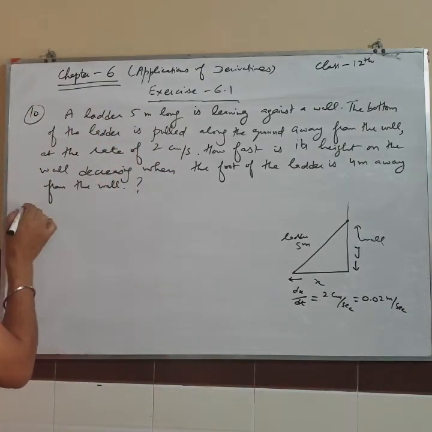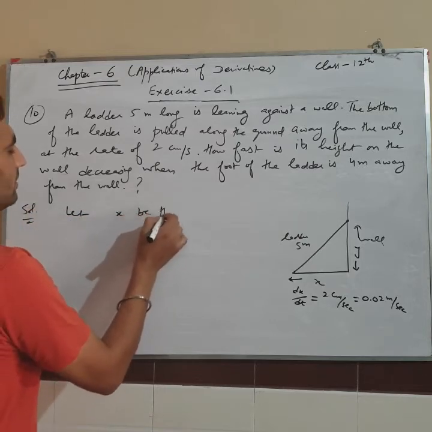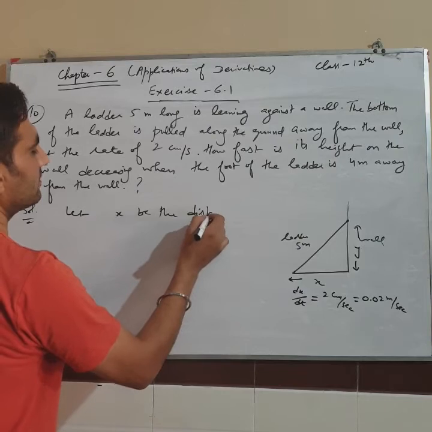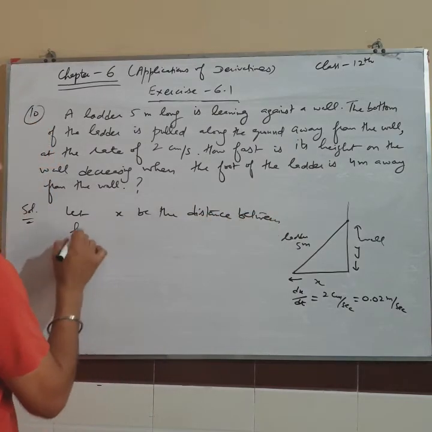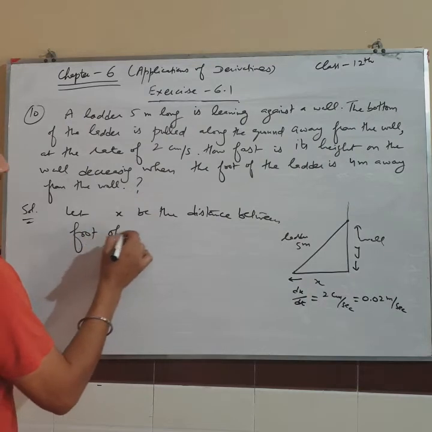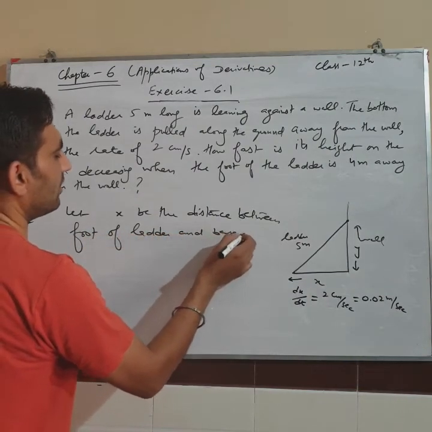So what is given here? So I am writing the solution of this. Let x be the distance between the foot of the ladder and the base of the wall.